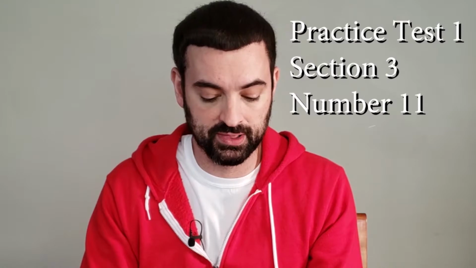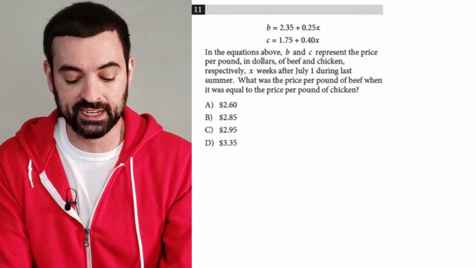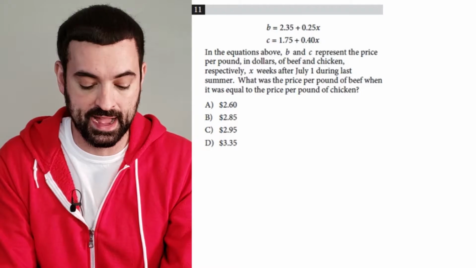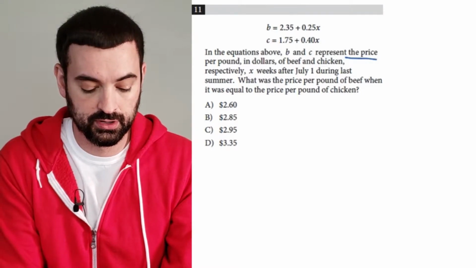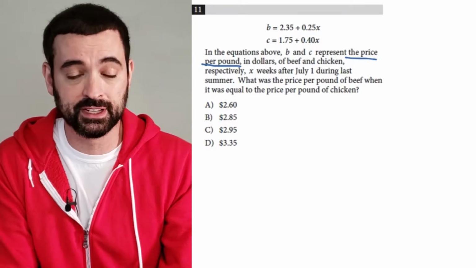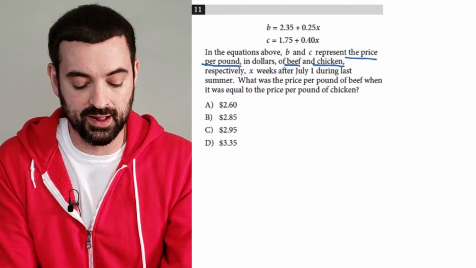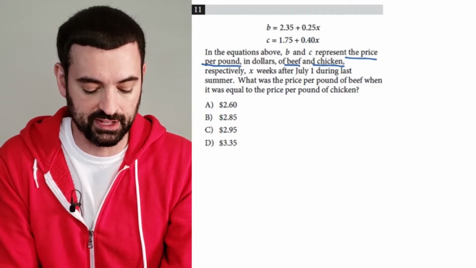Let's do another one. Here is Test 1, Section 3, number 11. Here's a story problem, but it can be solved with a very similar method as we just used. In the equations above, B and C represent the price per pound in dollars of beef and chicken, respectively. Respectively just means in that order. It doesn't mean that you're being respectful. x weeks after July 1 during last summer. You don't need to know that it's July 1 after last summer.